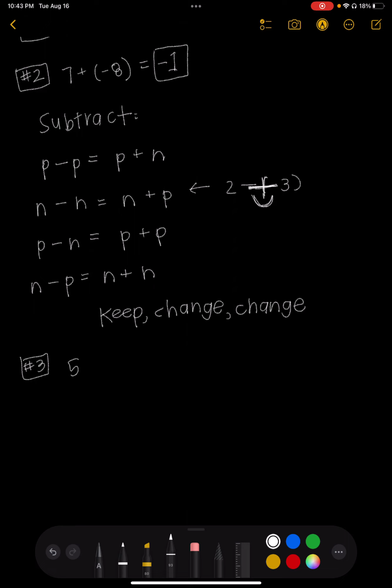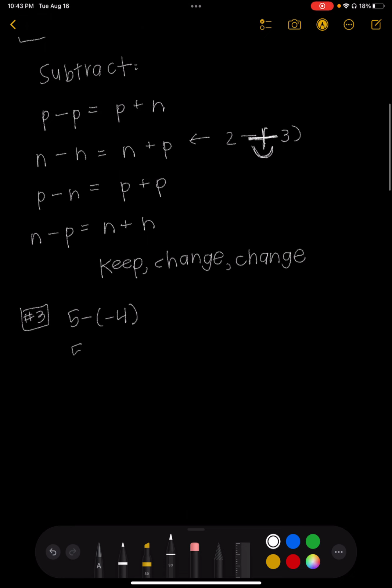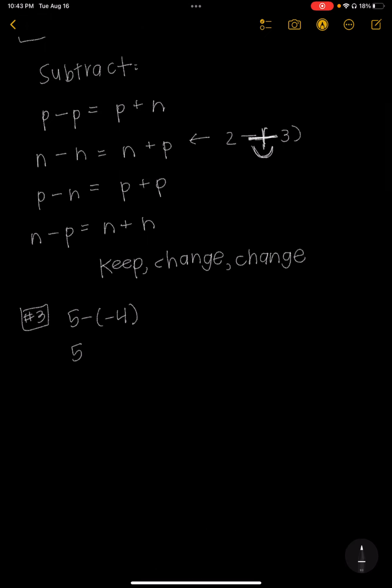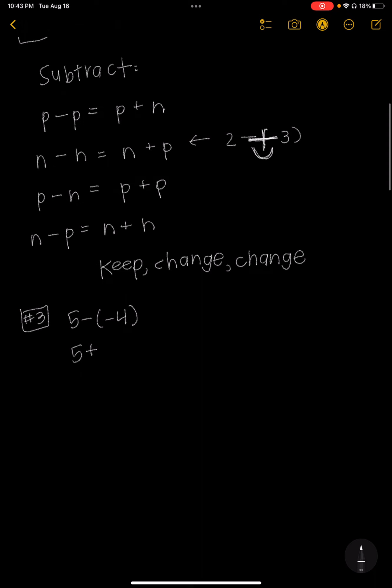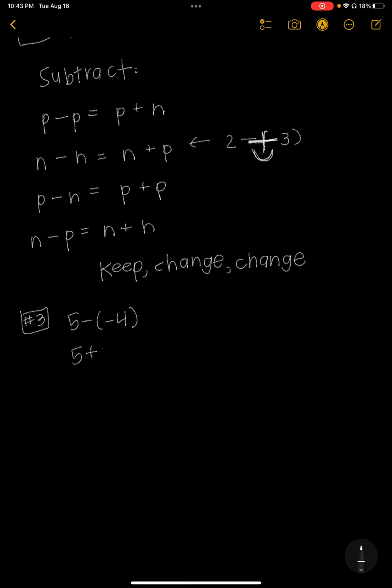Let's say we have 5 minus negative 4. So based on this keep, change, change, I am going to keep the sign on the 5, which means my 5 is positive. Then I'm going to change the middle sign, which makes it a plus instead of a minus. And I'm going to change the sign on the last number, which makes it a positive 4. So I could write plus plus 4, but you don't need two pluses, which just makes it plus 4.